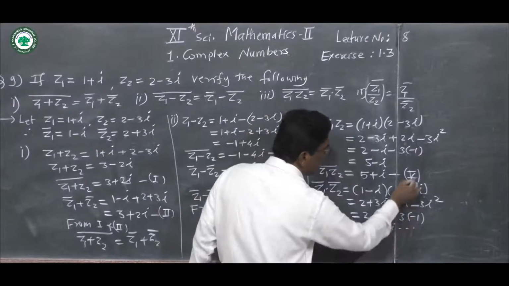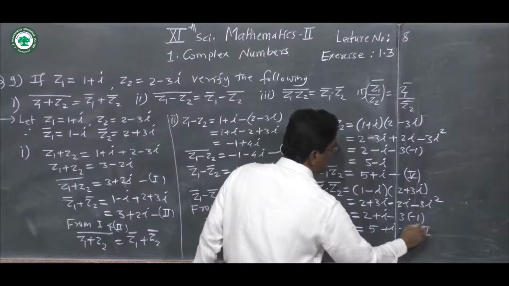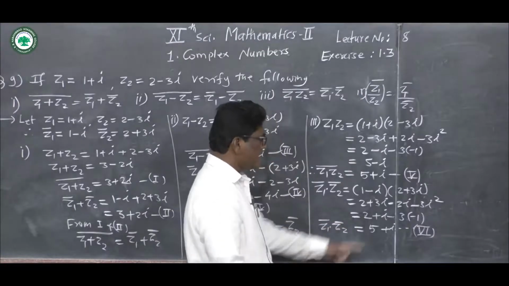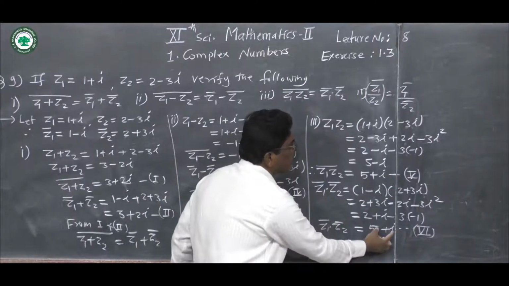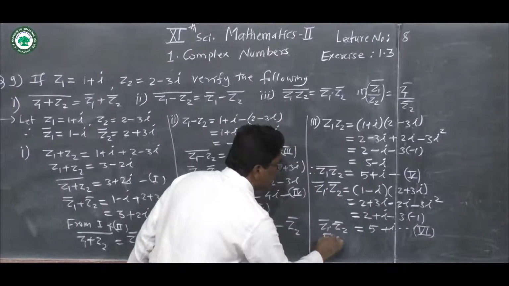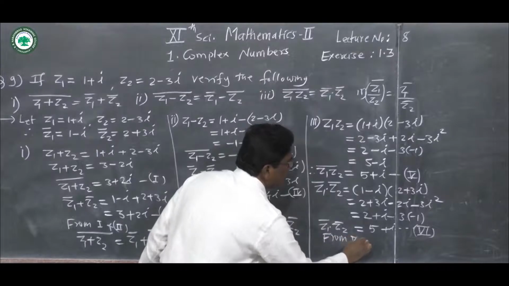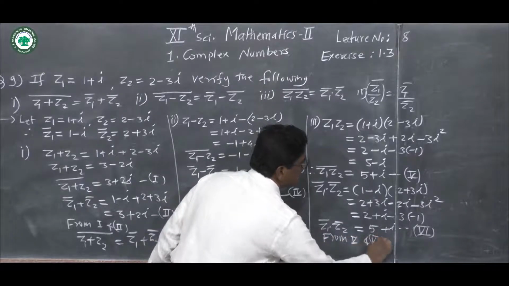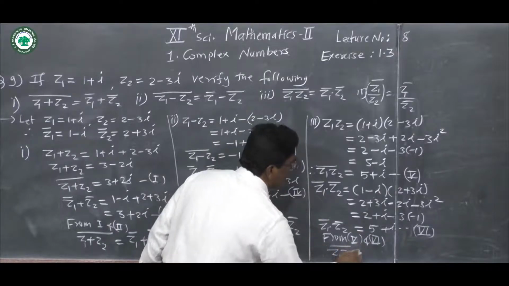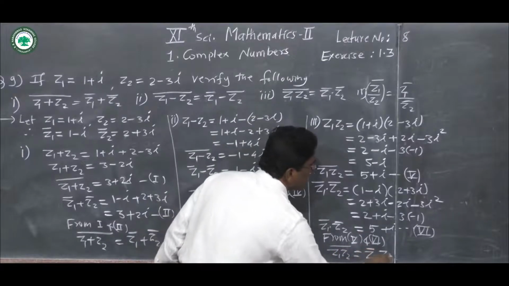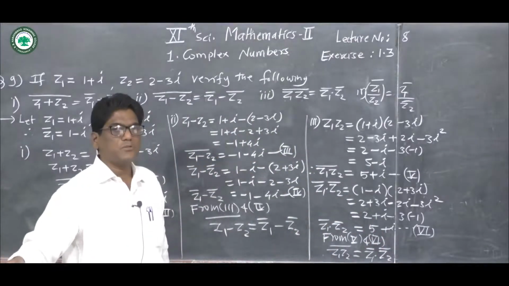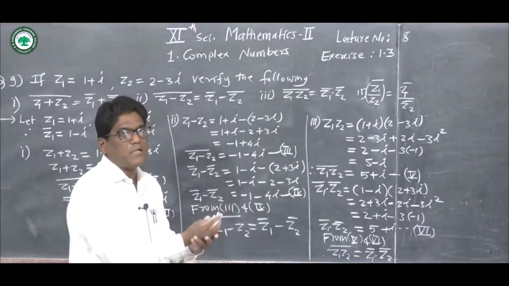So we call this equation number 6. This is Z1 bar into Z2 bar. Now observe 5th and 6th: right hand sides are 5 plus i, 5 plus i. So their left sides are also equal. So from 5th and 6th, the conjugate of Z1 Z2 is equal to Z1 bar into Z2 bar. Now the last one, that is the conjugate of Z1 upon Z2 is equal to Z1 bar upon Z2 bar.